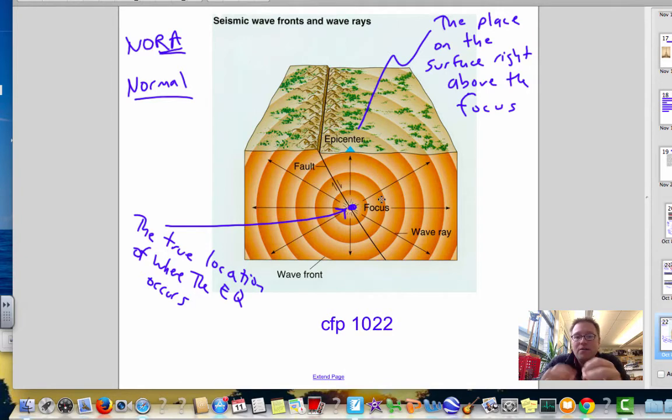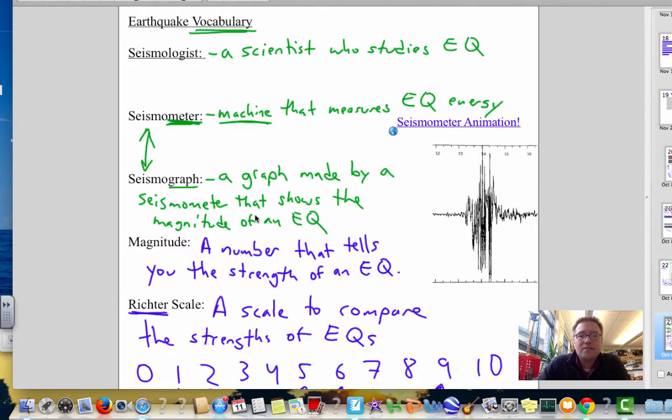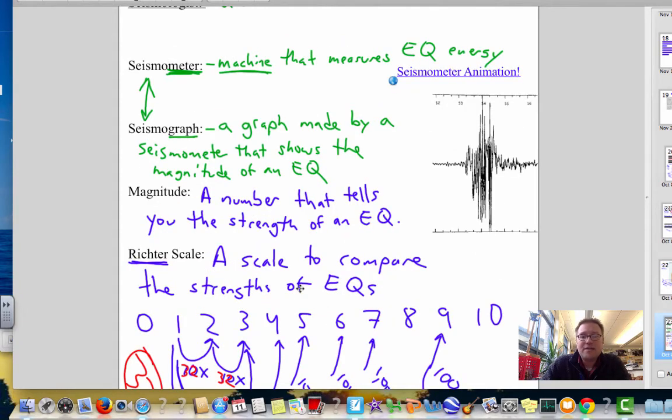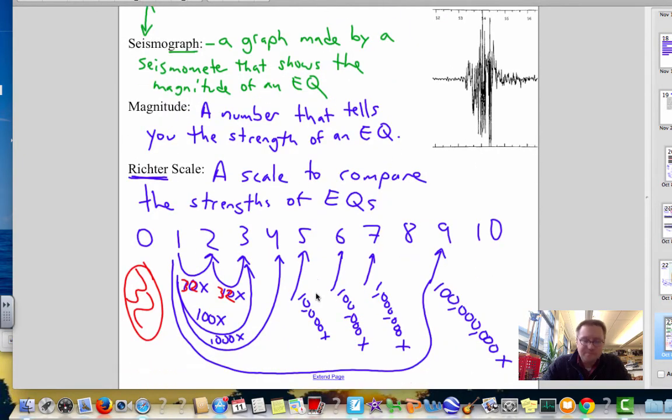All right? And you can see from there all the rays of energy, the moving waves moving out from where it occurs. Some terminology: seismologists, seismometer. Think of the seismometer as the machine that makes a seismograph. I know sometimes these words are used interchangeably. The seismograph can show you the magnitude, the strength of an earthquake. That magnitude tells you the strength is a number, and the Richter scale is a way to kind of compare the relative strengths. And remember that they're not straight linear progression of their strengths.